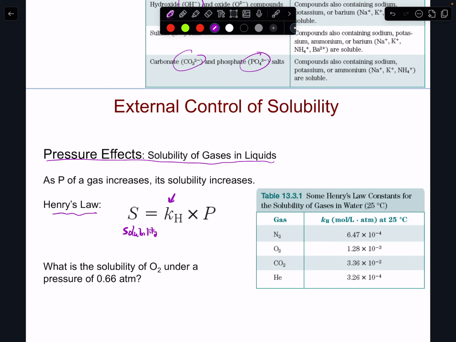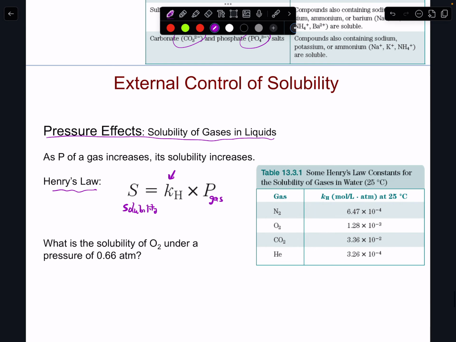What happens is S, the solubility, is equal to the Henry's law constant times the pressure of the gas in the air above that liquid. And the higher the gas pressure, the higher the solubility. So we can use this to calculate the solubility of oxygen in water under a pressure of 0.266 atmospheres. We're just making that up.